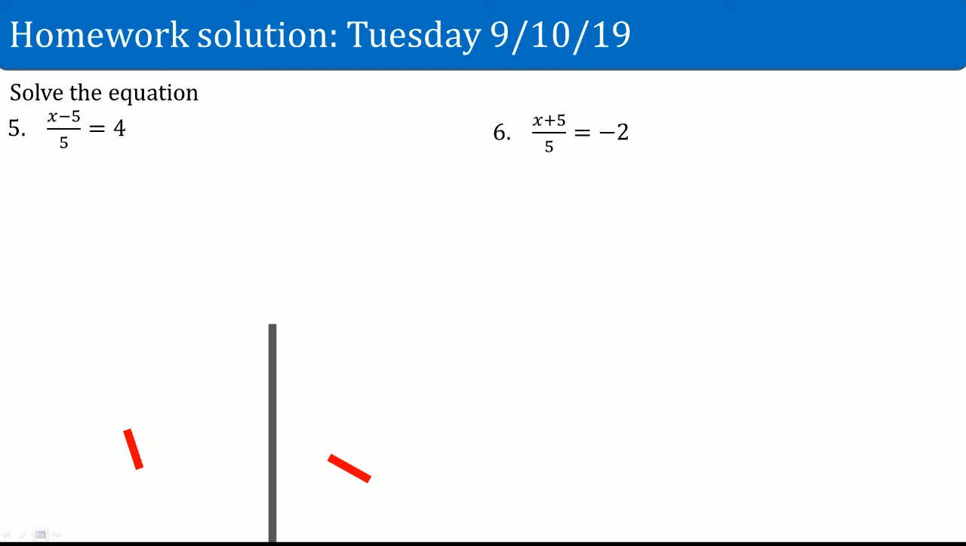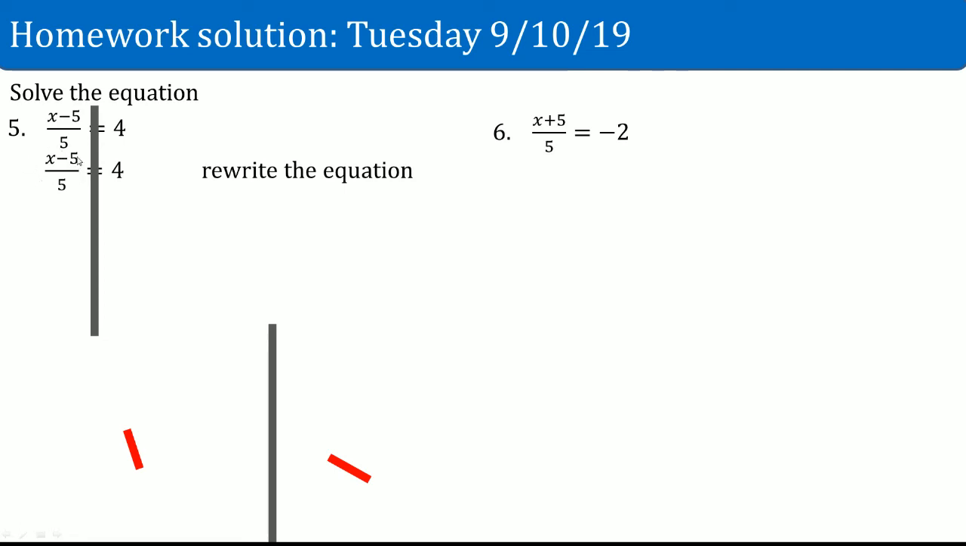x minus 5 divided by 5 is equal to 4. First thing that I do is rewrite the equation. Draw a line straight down. Okay, what is the most outward thing here? So right now, it's x minus 5 divided by 5. So that divide by 5 here is the most outward thing.